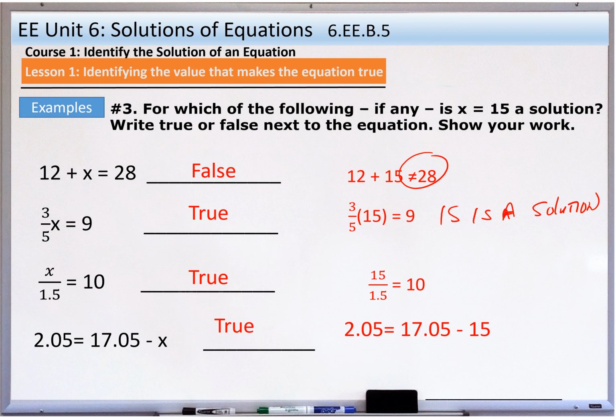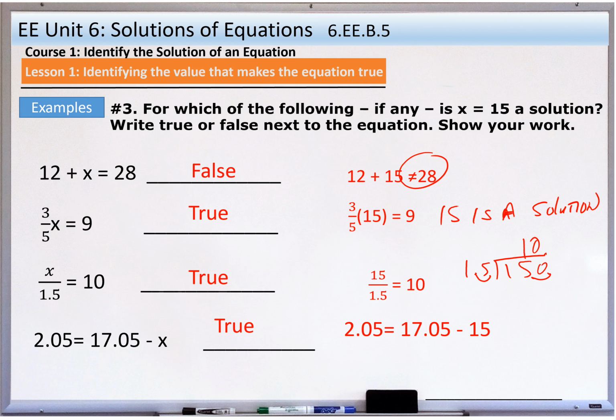Next, x divided by 1 5/10 equals 10. Is that true? Yes, that is true. Why is that true? Let's go ahead and show you just in case you forgot how to divide decimals. We take 15 divided by 1 5/10. I cannot have a decimal in my divisor, so I move this over one time, and I move this over one time. That gives me 10.